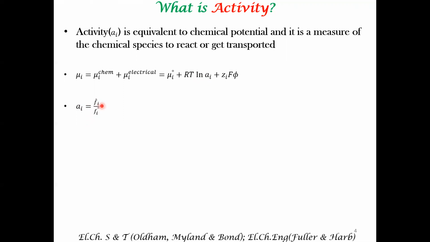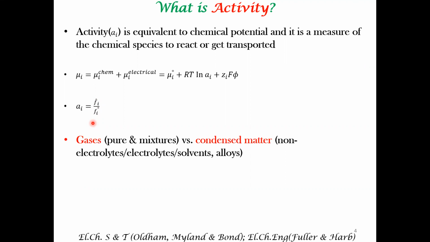Supposing you are discussing the activity of a species i, it is the ratio of the fugacity of that species and the fugacity of that species in its pure state. So we have just substituted one definition with another unknown term, activity by fugacity. It's not a very helpful definition unless we tell how we compute these fugacities. This looks like an abstract definition, but we'll see how to implement this definition.